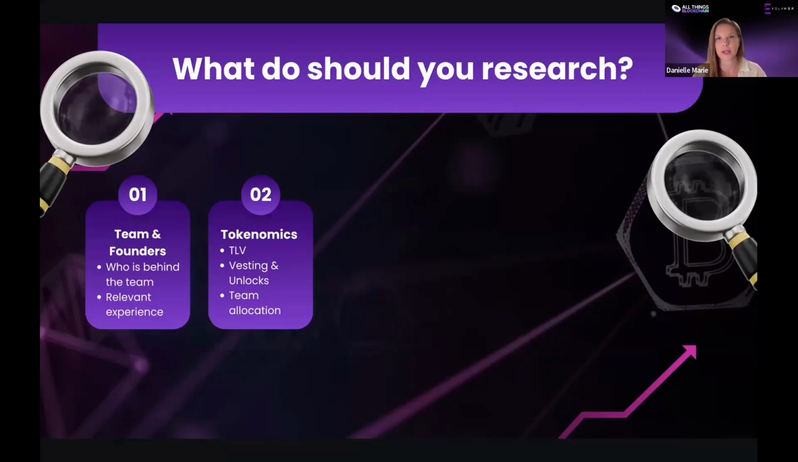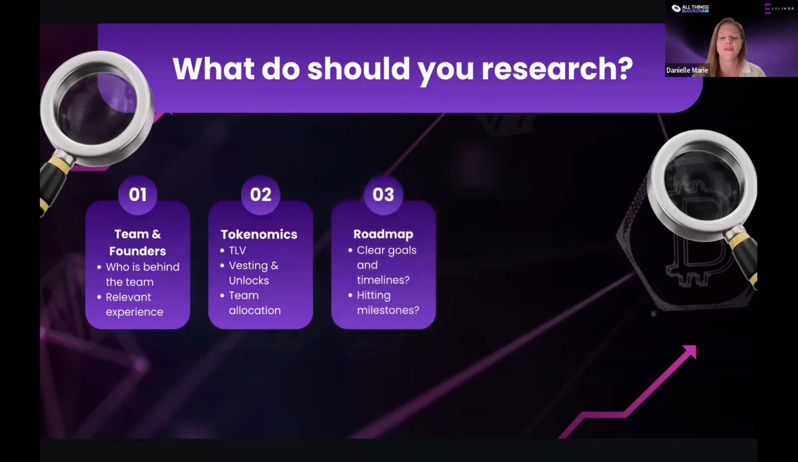Also, what's the current number of tokens in circulation? If you don't know how to read and understand tokenomics, now you're lucky that you have AI to help you. But it's important to learn and understand that because this is one of the key factors for a project. Then they also have to have a clear roadmap.